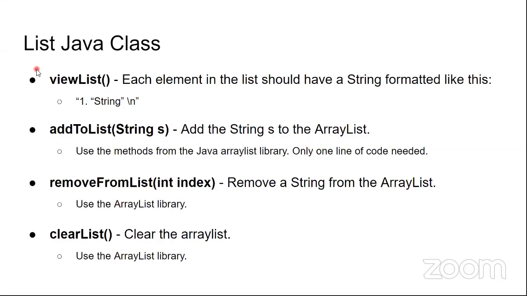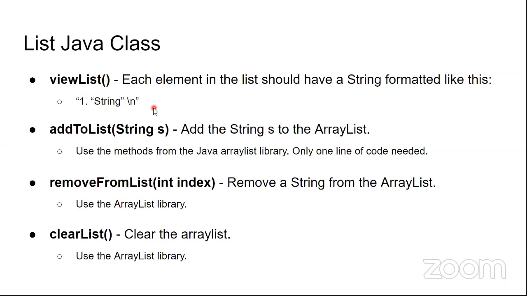In the list Java class, we want to define these methods. First, view list. Each element in the list should have a string formatted so it's easier to read. Instead of index 0, which makes sense in the data structure array or ArrayList, we don't want our list to start off with 0, so we're going to change it to 1. That means all the indexes have to be plus 1 when we're displaying the list to the user. So we have the number, then the element, and then a new line.